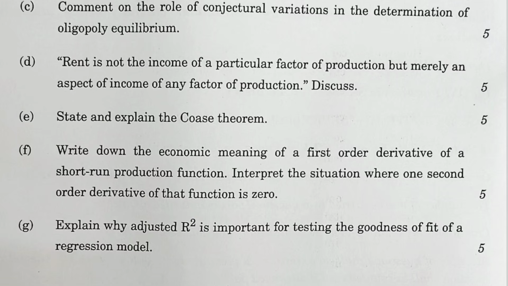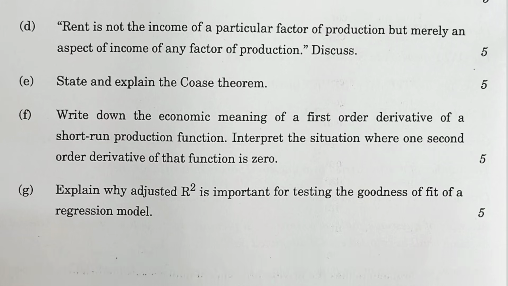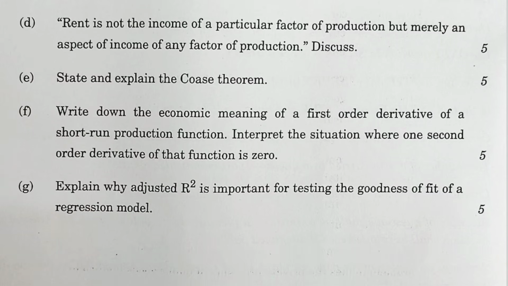Okay, so I will be explaining here a little bit about other questions. We have to state and explain the Coase theorem. This Coase theorem was developed by Ronald Coase. It simply states that when property rights are well defined and transaction costs are low, individuals can negotiate to reach an efficient allocation of resources regardless of the initial assignment of the property rights.